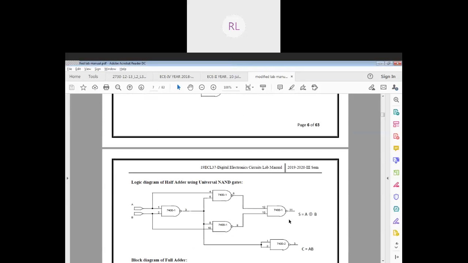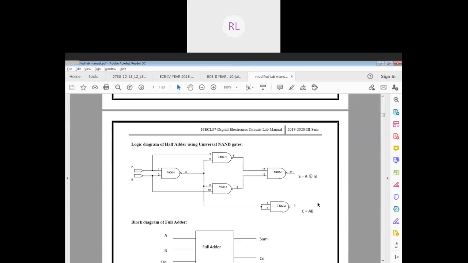Similarly, if I have to represent it using my universal gates, this is how you're going to represent it, wherein your XOR function is taken care of by these 4 gates. These 4 gates will help us get the XOR function, and this one will help us get the carry, which is C is equal to AB.